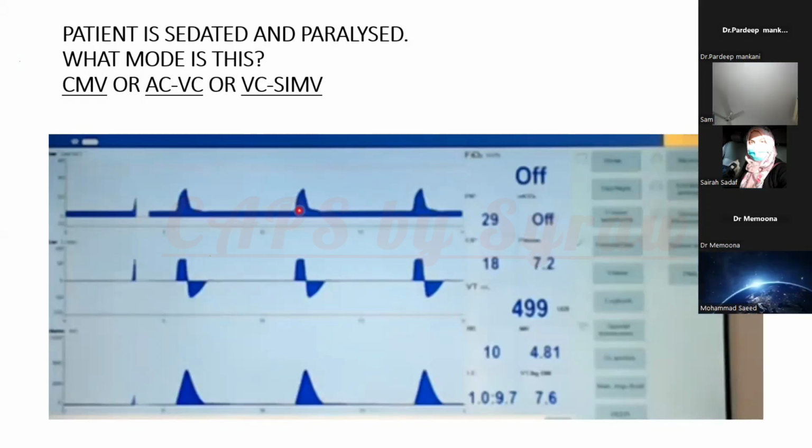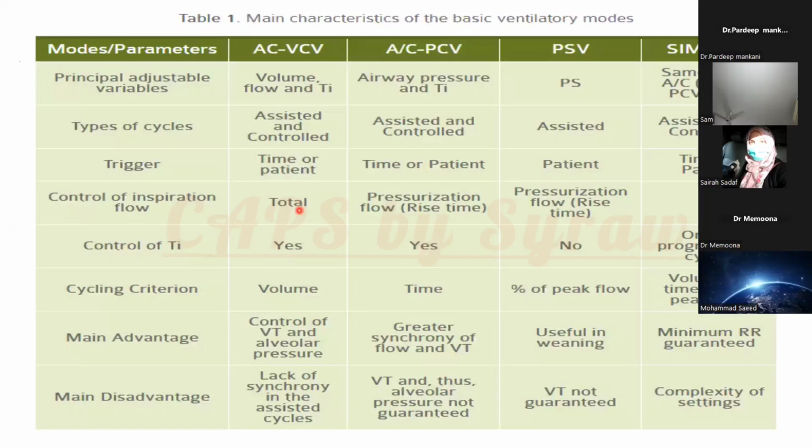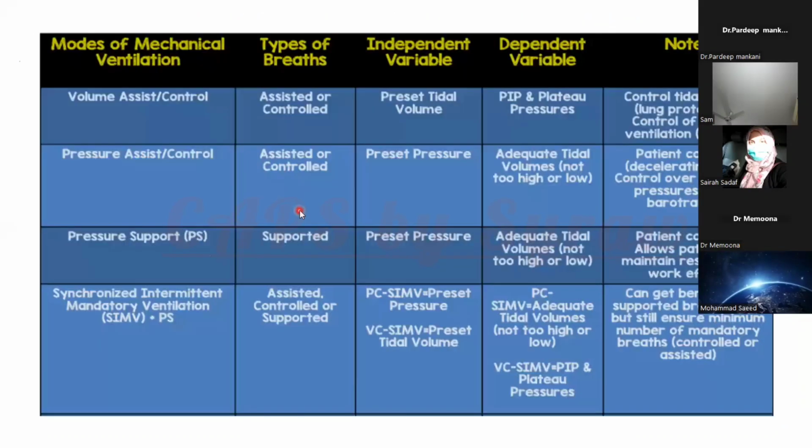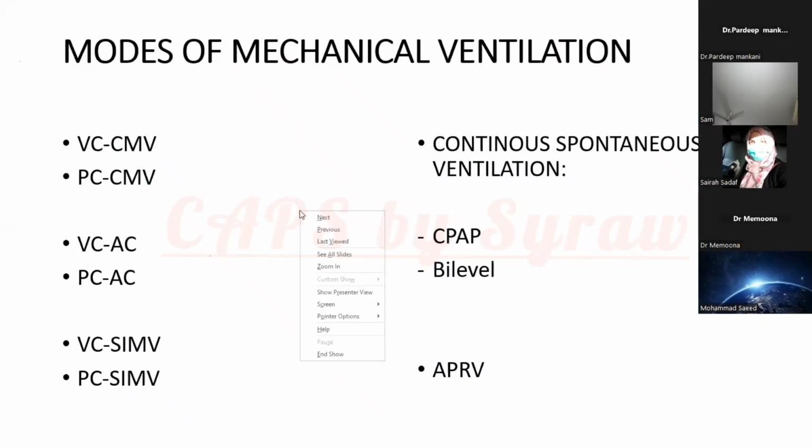We have a lot of questions in the chat box. Let me finish them first. Someone has asked, please, if you can briefly describe the indications for each mode. Okay, so as I've already mentioned, the most commonly initiated mode in a critical care unit is that of assist control. And the VC-AC mode is the most commonly used.